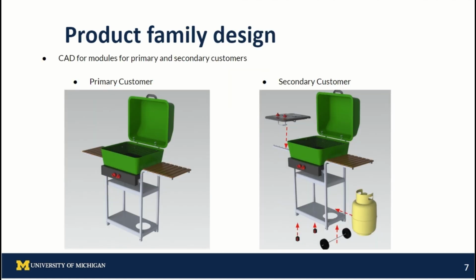So here we have the product family design. These are the different CAD models for the primary and secondary customers. On the left shows the primary customer product line, and the right shows the secondary customer product line. The differences in the products from the functional differentiation table are shown with the red arrows on the right there.